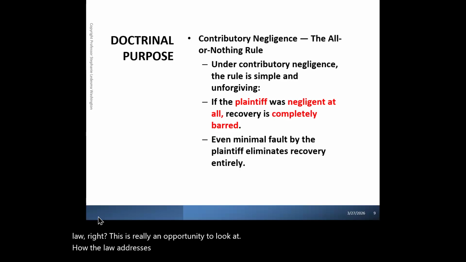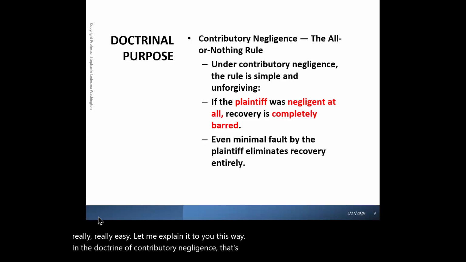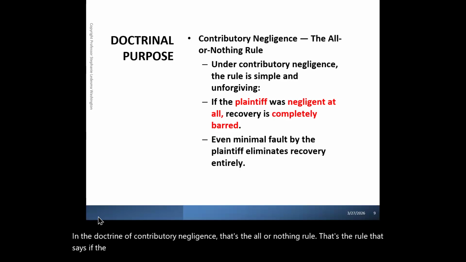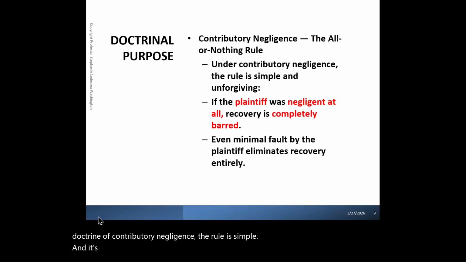Contributory negligence is going to be really easy. Let me explain it to you this way. The doctrine of contributory negligence is the all or nothing rule. That's the rule that says if the plaintiff shares any responsibility, then the plaintiff is barred. Under this doctrine, the rule is simple and it's unforgiving. Again, if the plaintiff has any liability, they are completely barred.